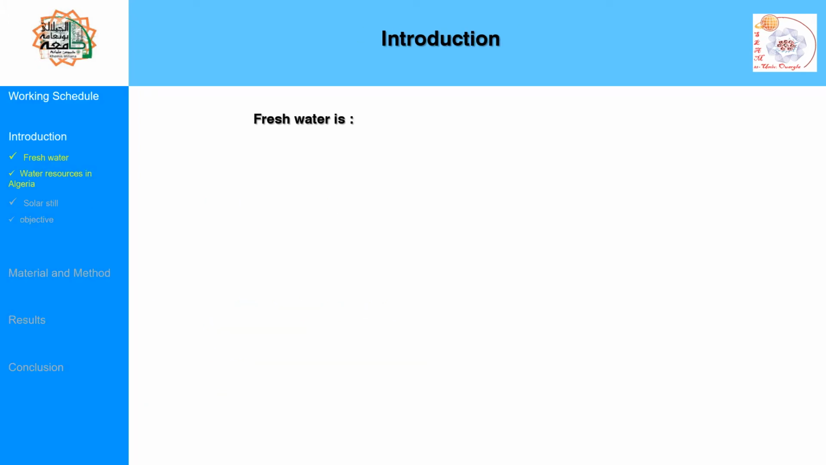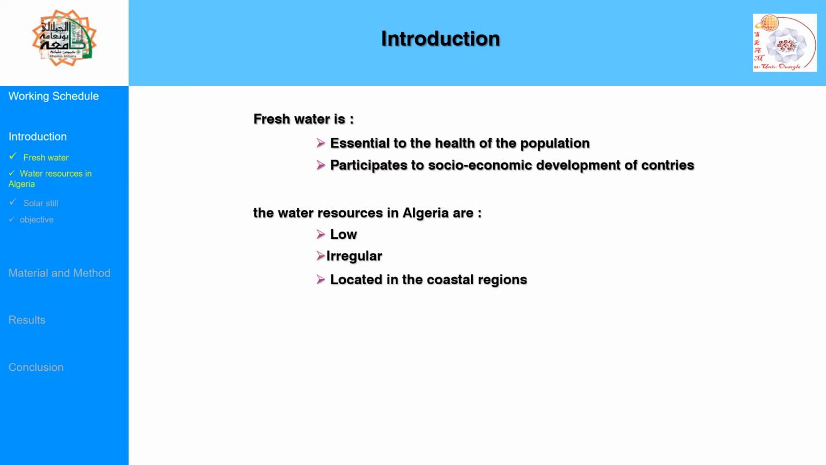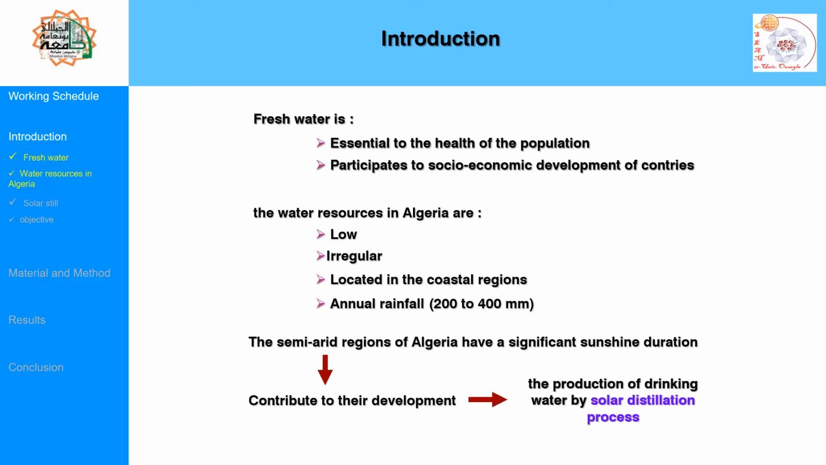As you know, fresh water is essential to the health of the population and participates in the socio-economic development of countries. The water resources in Algeria are low, irregular, and located in the coastal region. Algeria is characterized by an annual rainfall ranging from 200 to 400 millimeters. We can classify Algeria as a semi-arid or even arid country. The semi-arid region of Algeria has a significant sunshine duration, which should contribute to its development, for example, to produce drinking water by the solar distillation process.